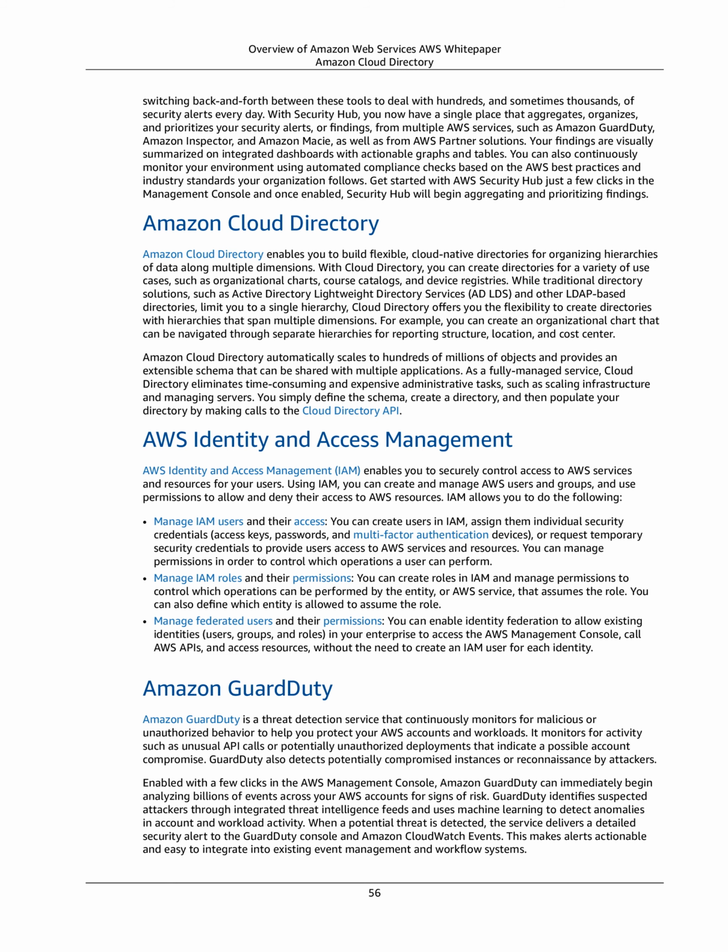With Security Hub, you now have a single place that aggregates, organizes, and prioritizes your security alerts, or findings, from multiple AWS services, such as Amazon GuardDuty, Amazon Inspector, and Amazon Macie, as well as from AWS Partner Solutions. Your findings are visually summarized on integrated dashboards with actionable graphs and tables.